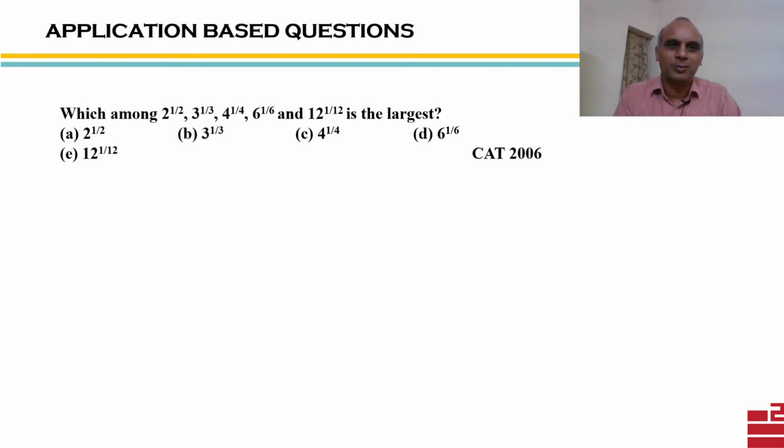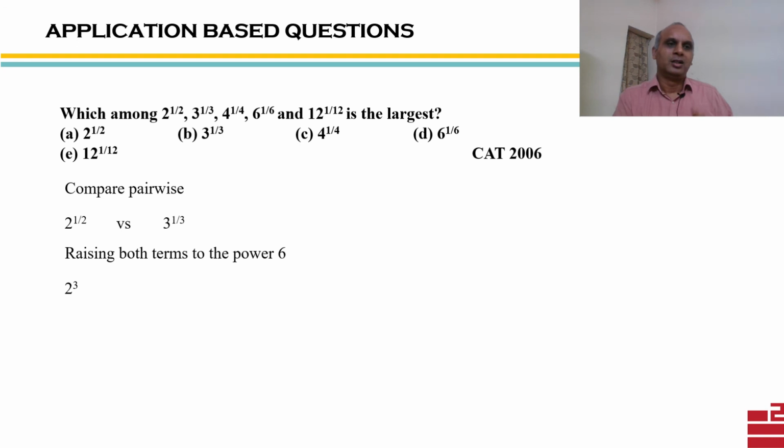This is a CAT problem. All the powers are fractions and we are asked to find which of them is largest. So we'll take the first pair, 2 to the power 1 by 2, 3 to the power 1 by 3. And as usual, we'll take the LCM of the denominators in the powers, which are 2 and 3. So LCM is 6. Raise both the terms to the power 6. We will get 2 cube here and 3 square over there.